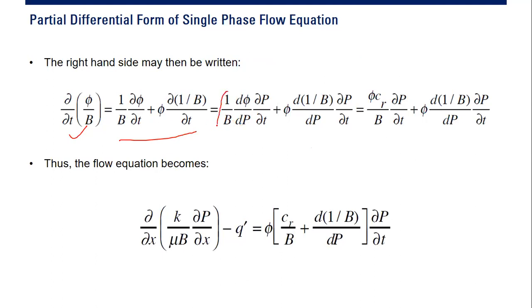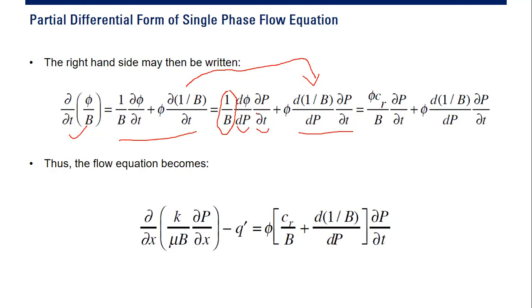So I keep 1 per B, but I change d porosity dt to be like this one. So d porosity dp multiplied by dp dt. Yeah, that's calculus. And then for this one, I get this one. So porosity multiplied by d(1/B) per dp multiplied by dp dt. So I get this one.